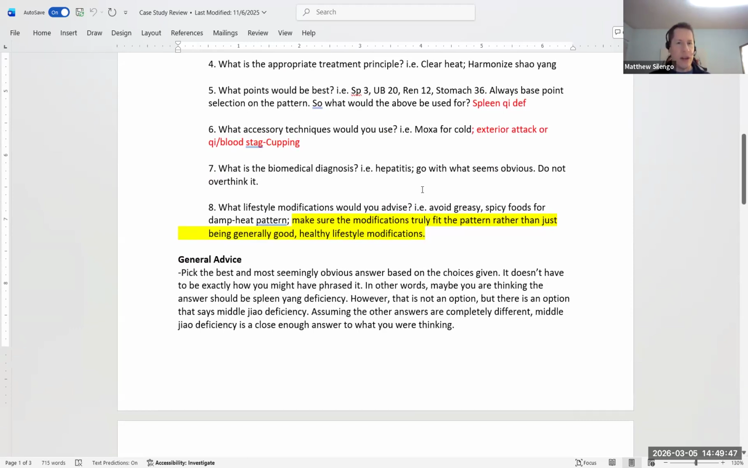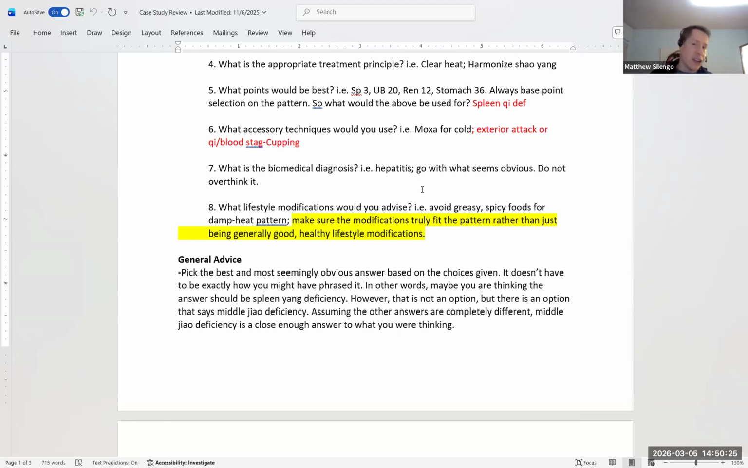Now, the treatment principle, this is one usually on a multiple choice. It's one thing if you had to write it out of thin air and you might think, oh, how do I phrase this exactly? That might be a little bit challenging in some cases. But in a multiple choice, go with what's obvious, right? If you're looking at this patient as having some kind of heat pattern, one of the options is clear heat, don't overthink it. They have Xiaoyang disharmony, and one of the treatment principle options is harmonize the Xiaoyang. Again, don't overthink it. Most of the treatment principles just kind of make sense based on the pattern.